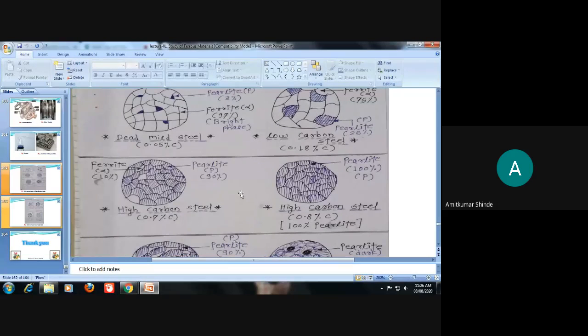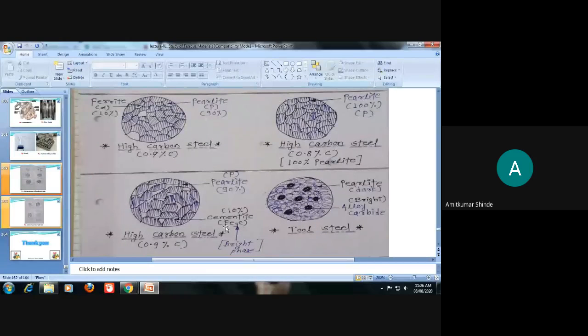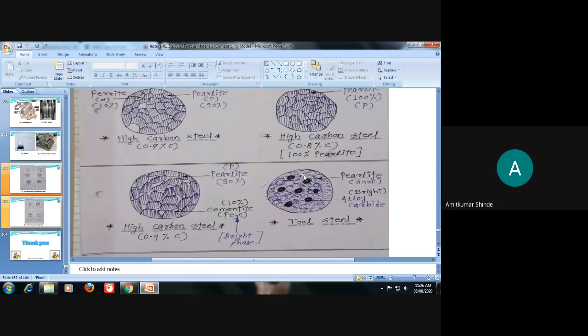And in between those values, according to this percentage, you have to write ferrite, pearlite, then more percentage of pearlite will be there, then pearlite and cementite for high carbon steels. Okay. Then for tool steels, this is the tool steel.